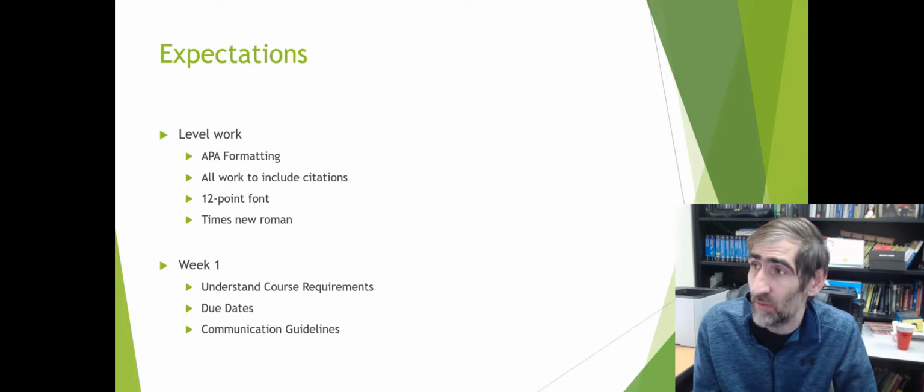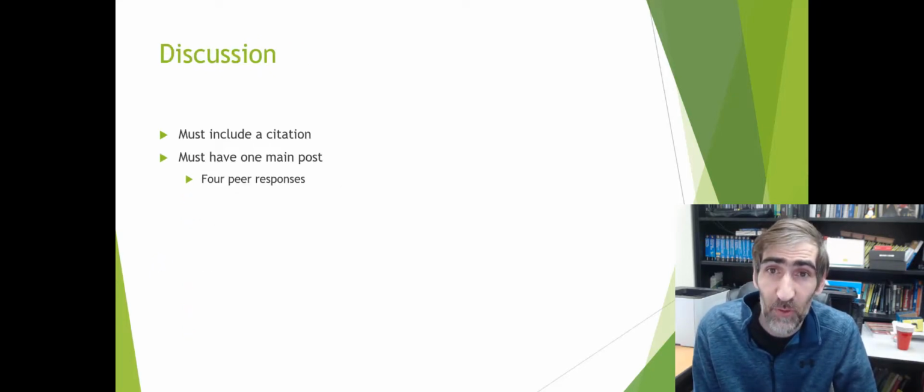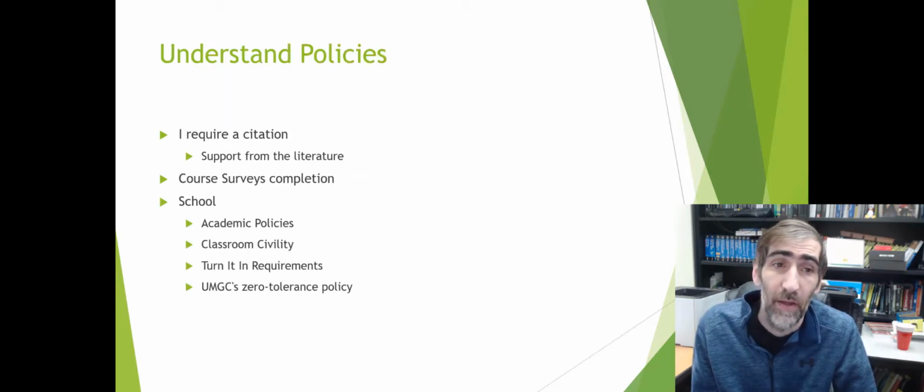For discussions, I'm looking for a main post, and I'm looking for at least 2 to 4 peer responses. Two is the minimum, 4 is where I would like you to be, but again, it kind of varies. Looking at your posts, see if there's a way to incorporate outside reading and include a citation. The citation is really important, since this is a college level course, even if we're just relating other things we've been discussing or reading into our assignments and discussions, as that provides support from the literature, and that's always a good thing to start with.